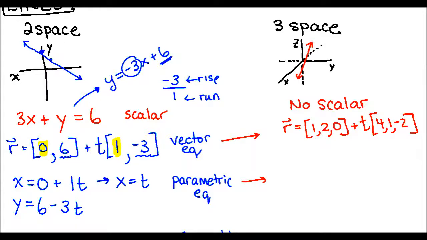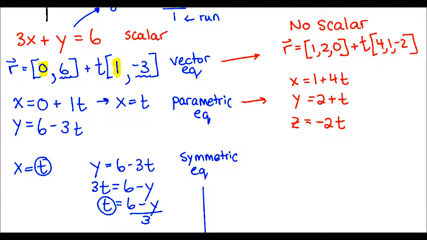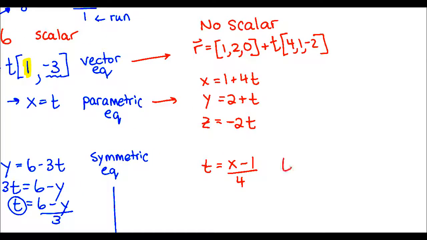And parametric is the same. So you just write x, y, and z. So x would equal 1 plus 4t, y equals 2 plus t, and z is 0 minus 2t. So those are our parametric. And then our symmetric, we just isolate t. So for my top one, t would equal x minus 1 over 4. And y would be t equals y minus 2. And z would be t equals z over negative 2.